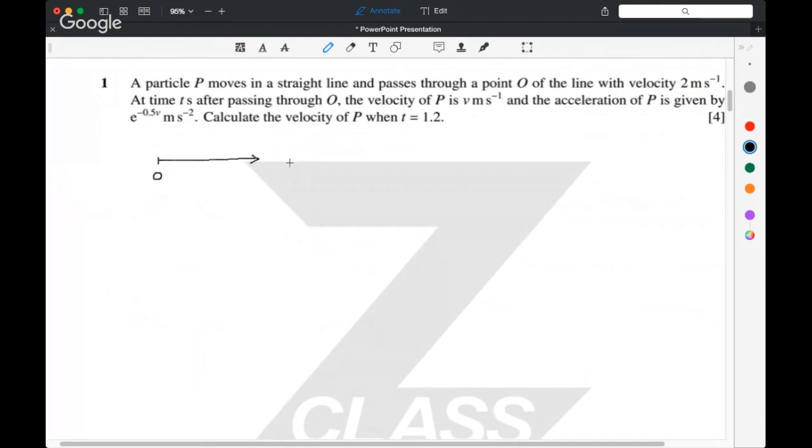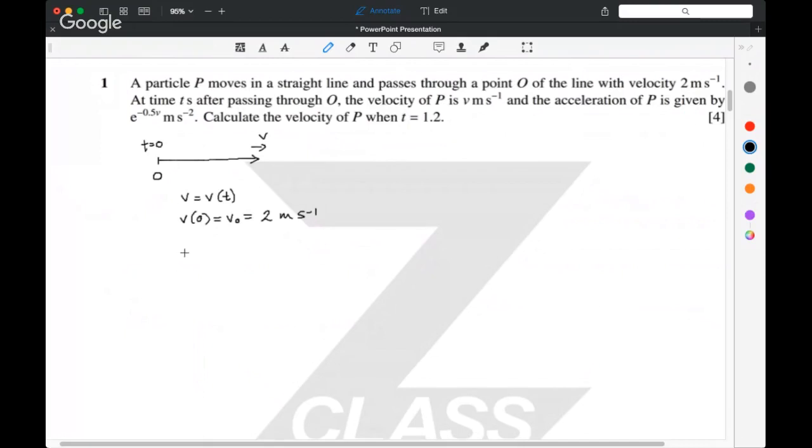At some later time, say time t, its velocity is v. So the velocity is a function of time, right? Initially, so let's say that v is v of t, and we know that v at time naught, that's why I decided that t equals 0 when it passes O. V at 0, which is also called v naught, is 2 meters per second.